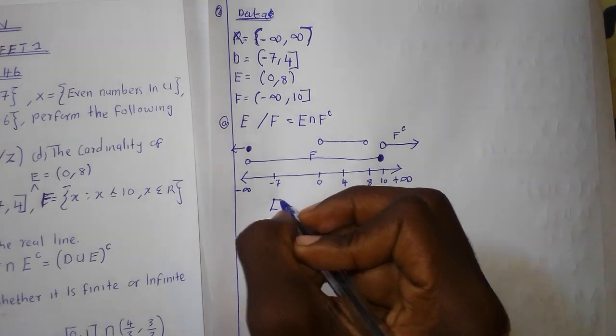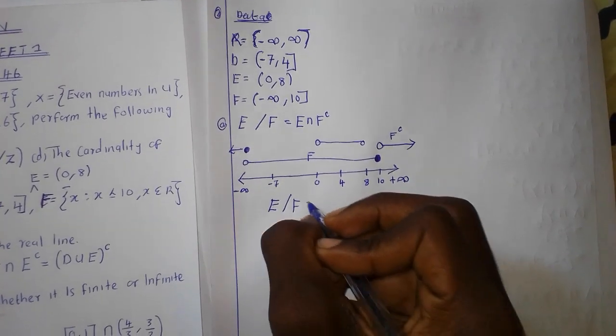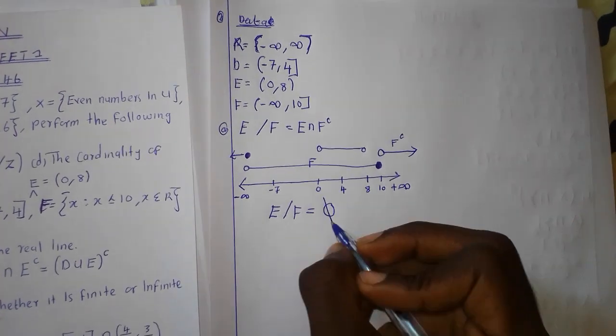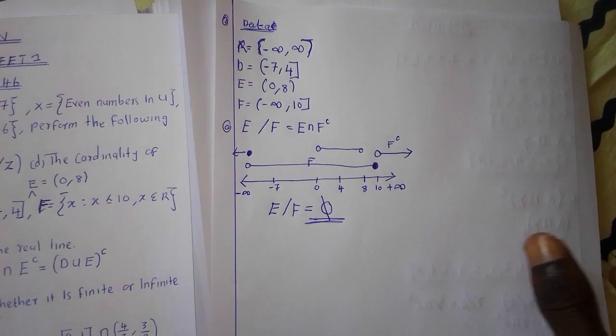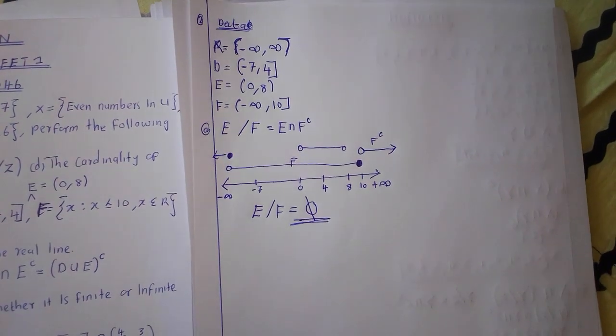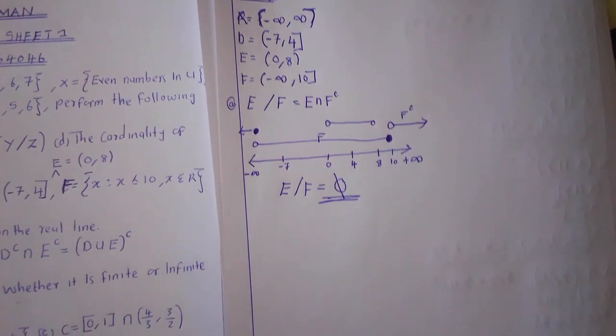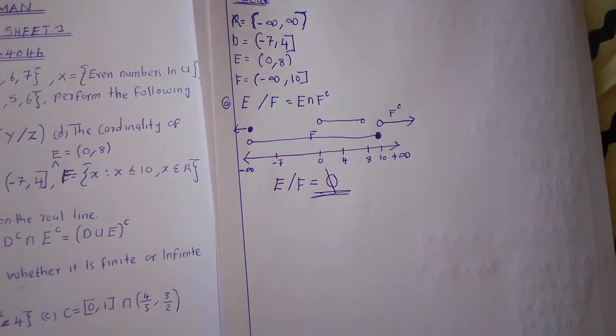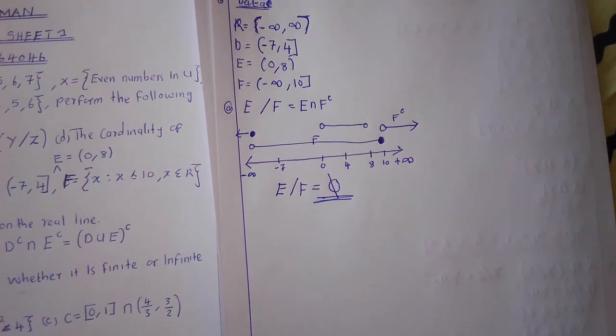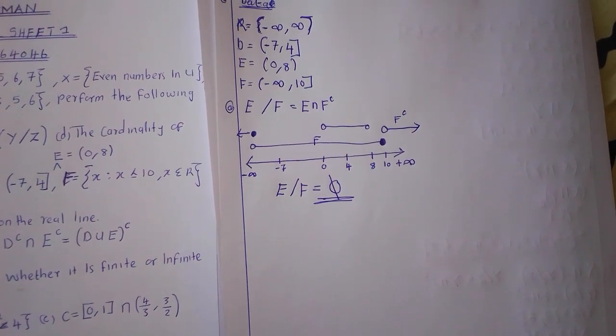Therefore, we can simply state that E intersection F is simply an empty set. There is nowhere where these two are able to meet. Therefore, it happens to be an empty set. Okay, so this is how you do this particular question.